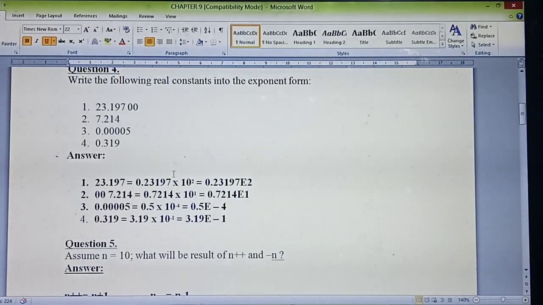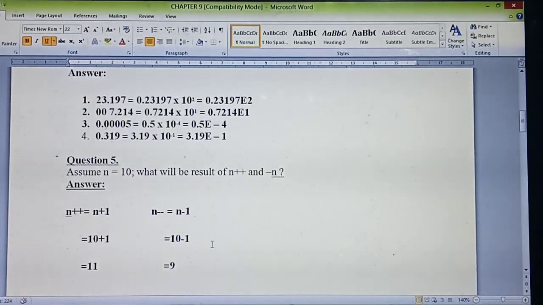So whatever number you are writing in the power of 10, you should write it with E. 10 squared means E2. 10 power 1 means E1. 10 to the power minus 4 means E minus 4. 10 to the power minus 1 means E minus 1. Understand?